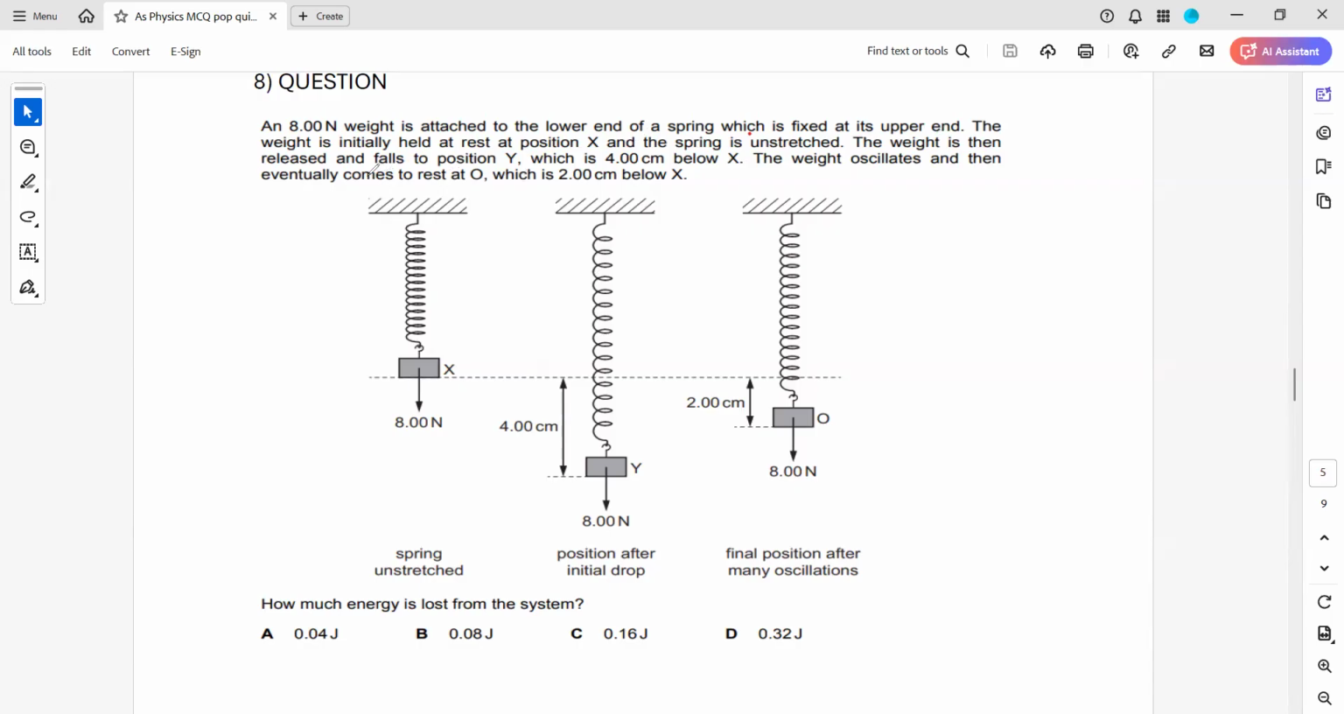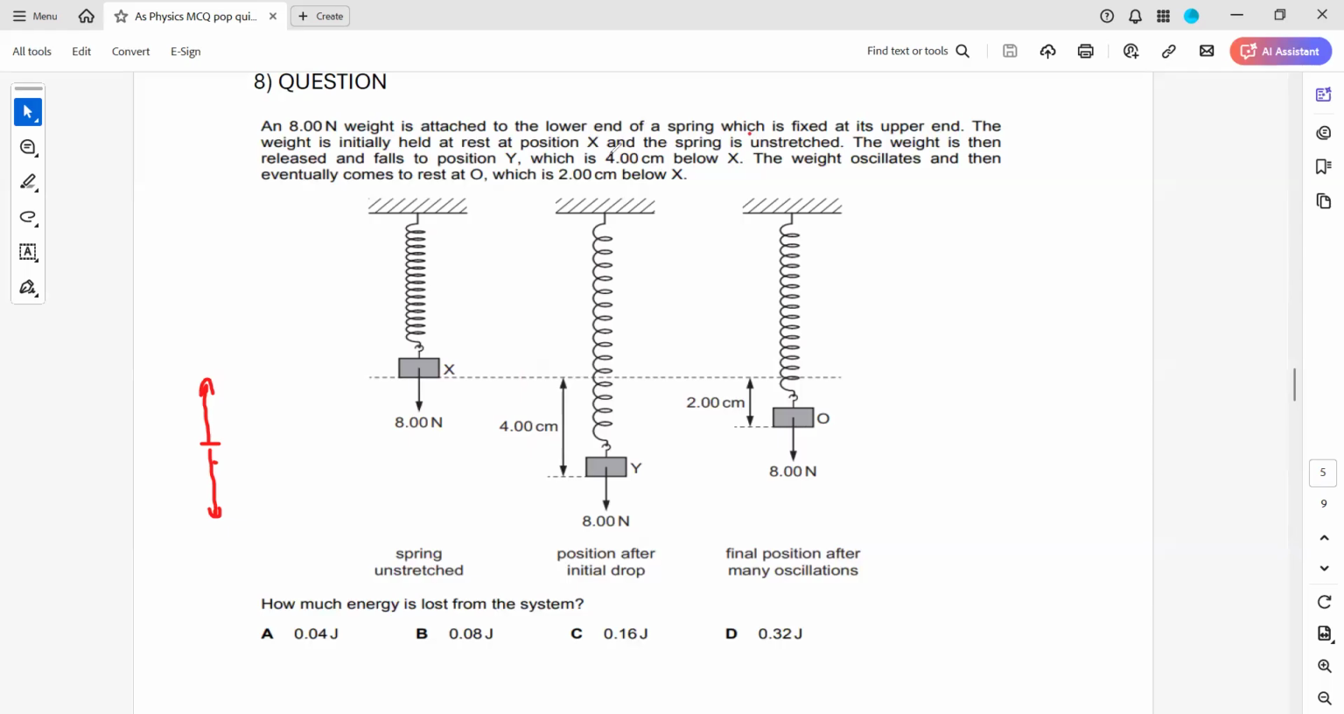The weight is then released and it falls to a position Y, which is 4 centimeter below X, and then the weight oscillates, moves up and down, and it comes to rest at O, which is 2 centimeter below X. So it will stop like what we did. This was an unstretched spring. We add a load of 8 Newton, and that 8 Newton causes the oscillation of the spring until it is stopped at O. How much energy is lost from the system?